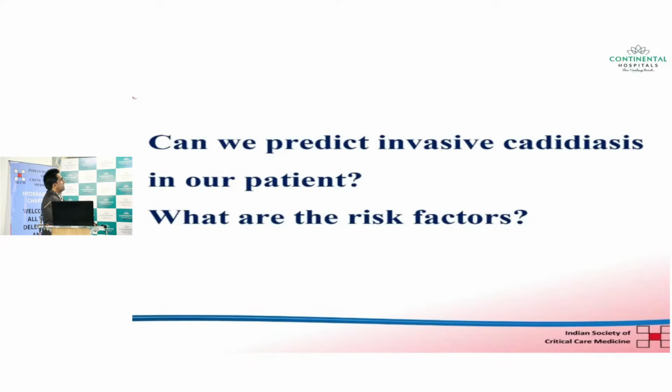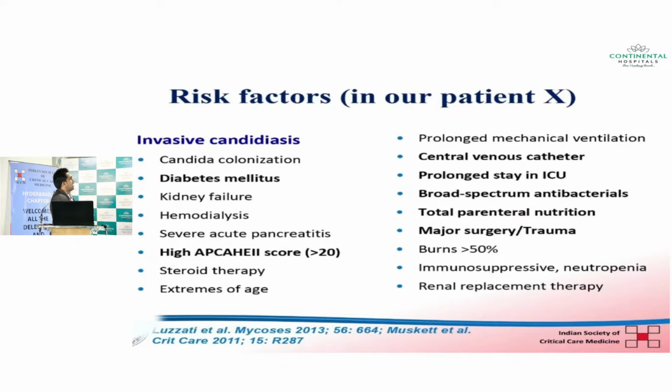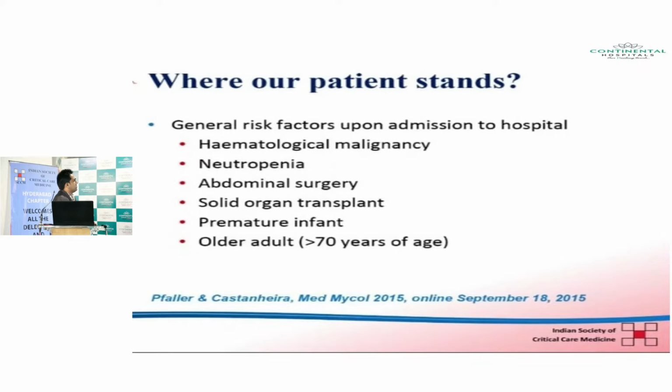So can you predict invasive candidiasis in a patient? What are the risk factors? These are the risk factors: Candida colonization, diabetes, renal failure, hemodialysis, severe pancreatitis, high Apache scores, steroid use, CVC, prolonged ICU stay, broad-spectrum antibiotics, PPN. These are all the risk factors. General risk factors are hematological malignancy, neutropenia, abdominal surgery, solid organ transplant, etc.